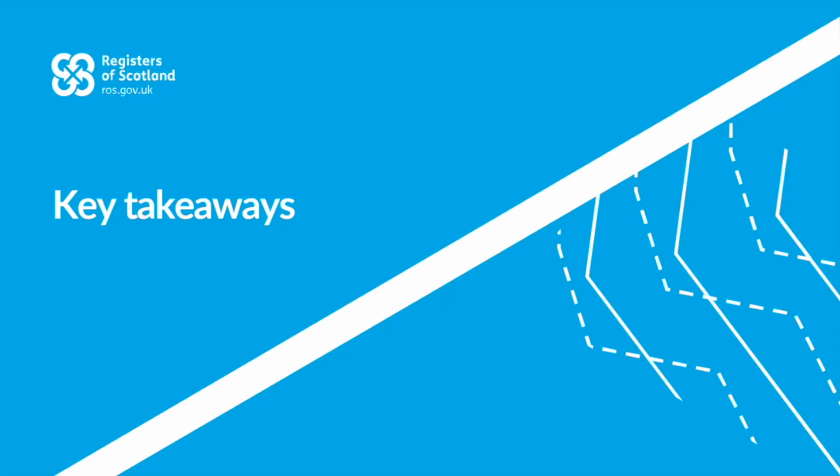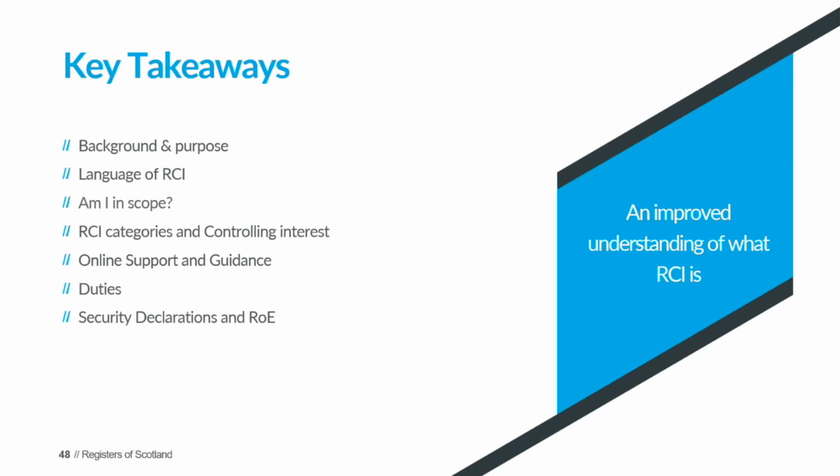We will now recap on the webinar. Firstly, we ran through the timeline of RCI and then more about the register itself and why it has been introduced. We then introduced you to the language and terminology of RCI, familiarising you with what we mean by recorded person, associate, land and controlling interest, and how to decide if you're in scope. We then focused on the categories and what is meant by controlling interest or general control and management for each.